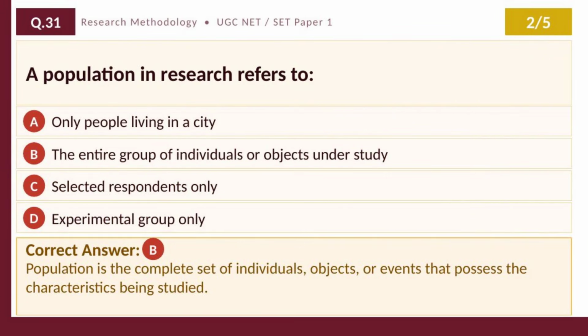What does the term population mean in research methodology? A population refers to the entire group of individuals, objects, or events possessing the specific characteristics under investigation. It represents the complete target universe from which a researcher intends to draw meaningful generalizations and academic conclusions.